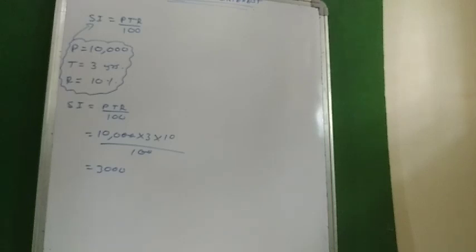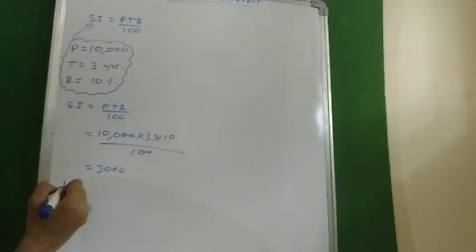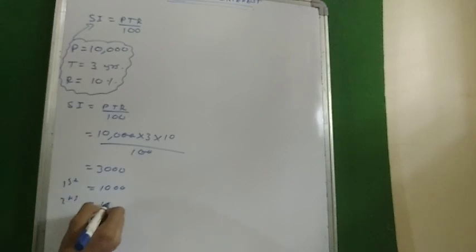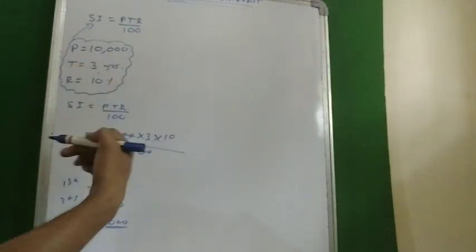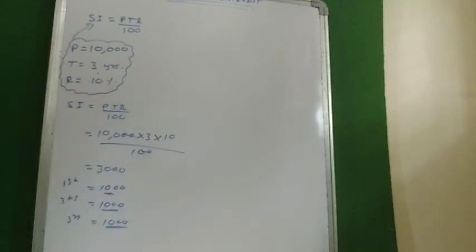So I can say that we have 3 years. So for every year I got a fixed interest. That is, for the first year I got 1,000. For the second year I got 1,000. For the third year I got 1,000. So interest was fixed for each and every year. If it was 10 years, it would be 10,000. 20 years, it would be 20,000, where 1,000 interest was fixed. But let's see what will happen if it is a compound interest.